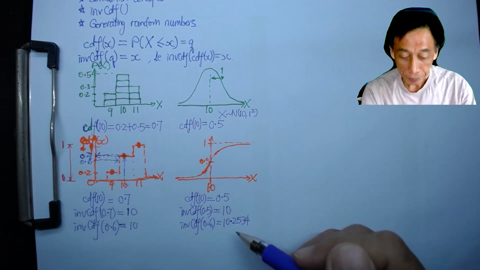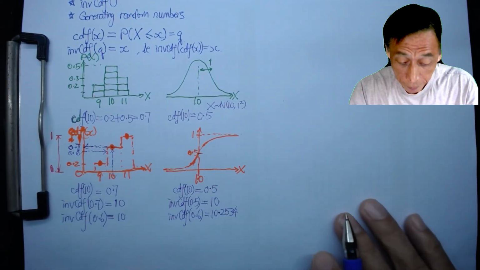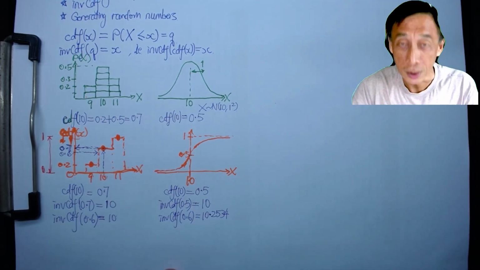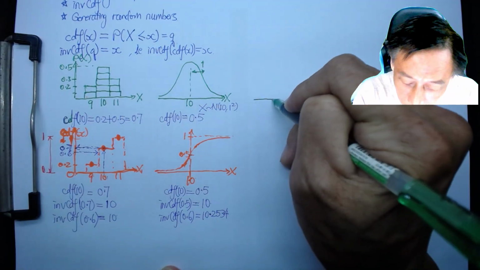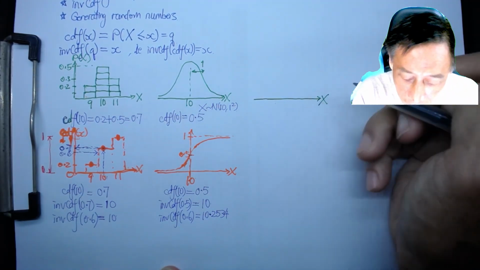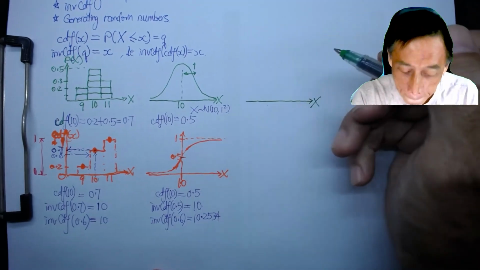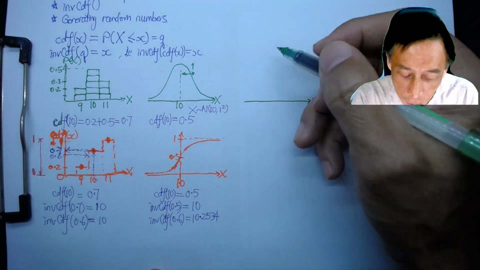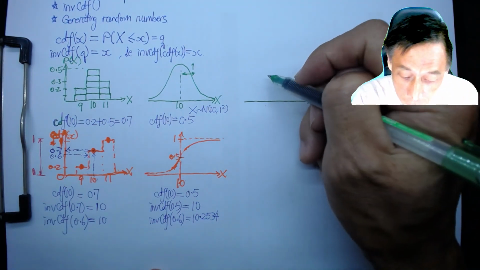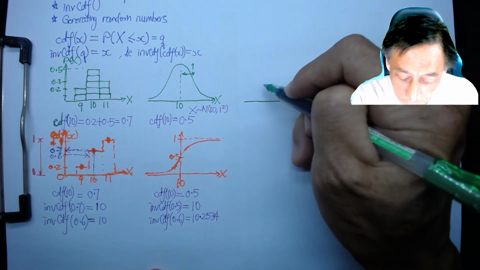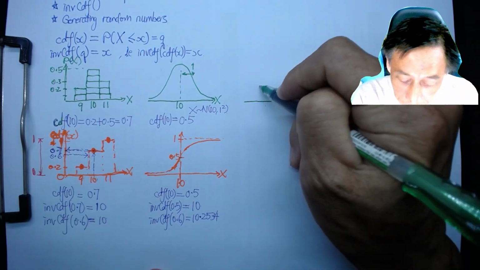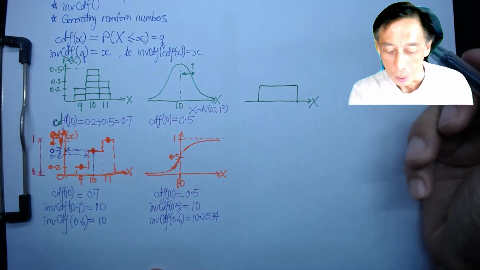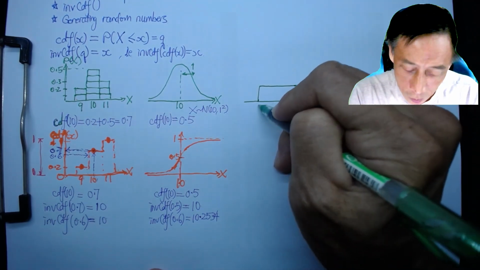Okay, so next, what we want to do is a quick discussion on another distribution that is commonly seen, which is the uniform distribution. So suppose we are talking about the uniform distribution, and it ranges from 9 to 11. Okay, so 9 to 11, and it's continuous.